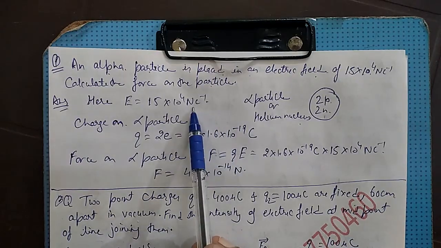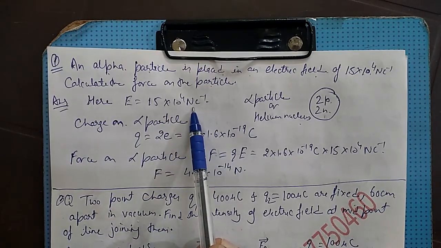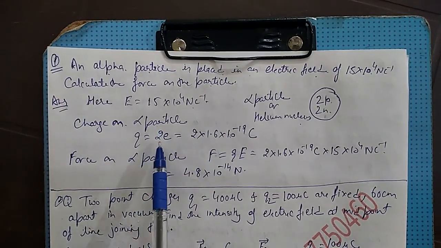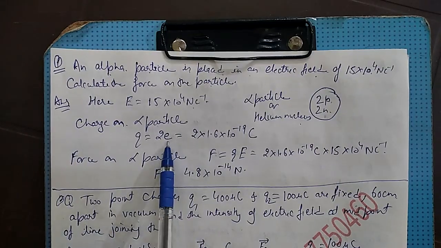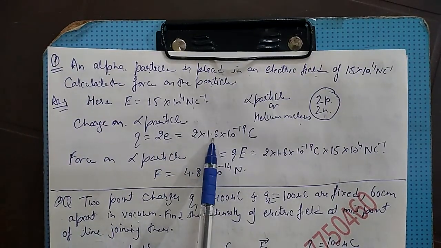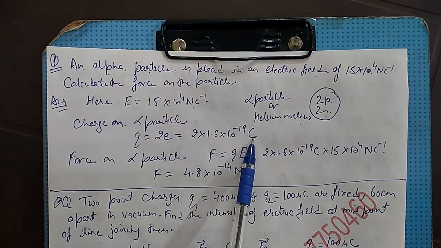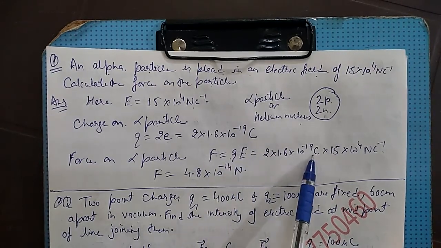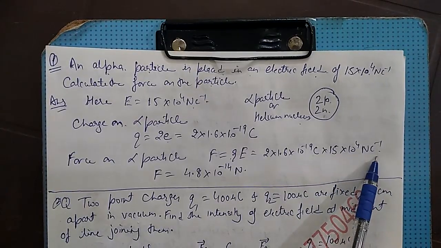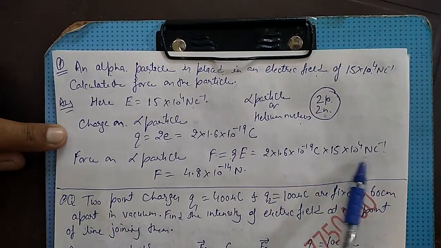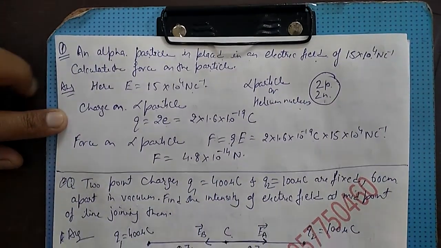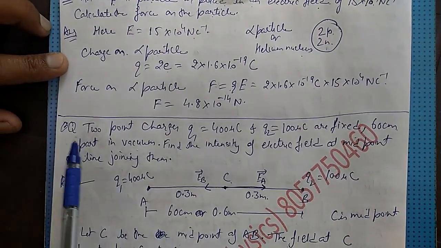So here in the given question, the electric field is 15 into 10 to the power 4 Newton per Coulomb. If you calculate the charge on the alpha particle, it is Q equal to 2e, 2 times the charge on a proton. So 2 into 1.6 into 10 to the power minus 19 Coulomb. Now we all have studied the formula for force. F equal to QE. In place of Q, we'll write the charge of the alpha particle, and the electric field is the same as given in the question. On multiplying, we come up with 4.8 into 10 to the power minus 14. Now moving ahead with the next numerical.